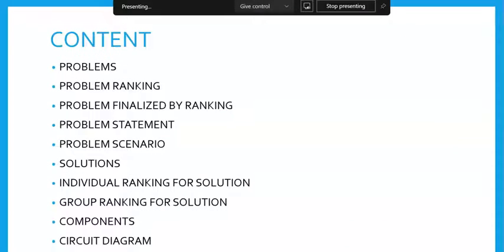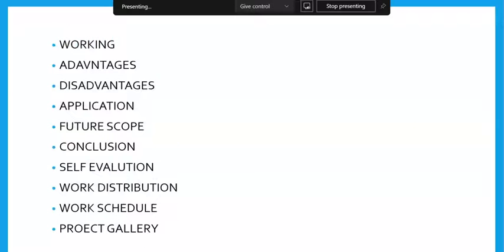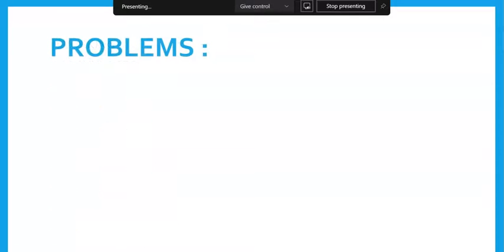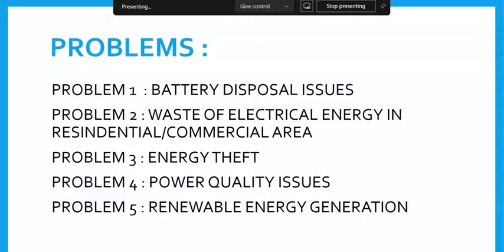And there are some contents included in our project. There are five problems that we have considered after discussion. First problem, battery disposal issues.